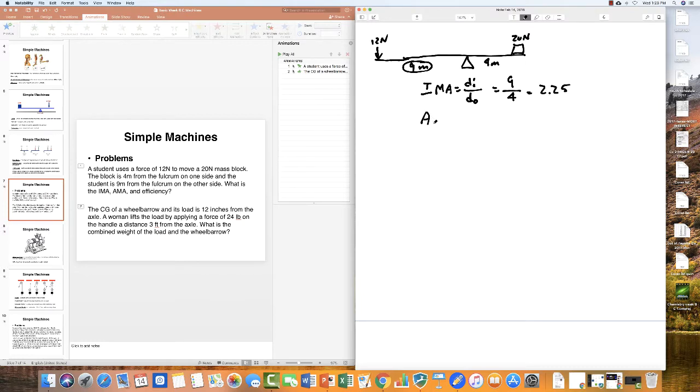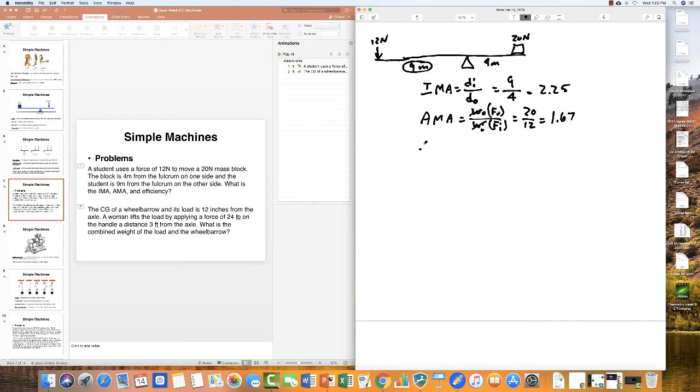The AMA, the actual mechanical advantage, is the load, or the force output, however you want to say it, divided by the force input. Actually, it's more accurate to say force. And this is going to be 20 divided by 12, which is going to be 1.67.